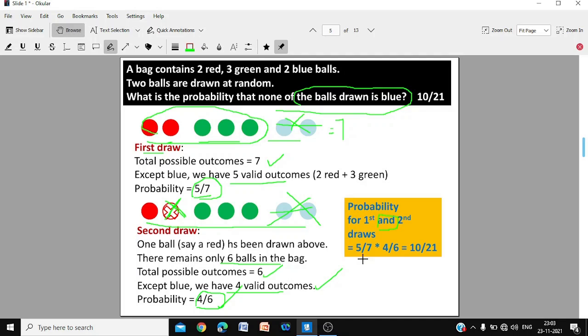So first and second would be 5 by 7 multiplied by 4 by 6, which is giving you 10 by 21. 4 and 6 actually you will cancel. 2 2s are 4 and 2 3s are 6. Actually it will be 2 by 3. So 5 by 7 times 2 by 3 is 10 by 21. First is 5 by 7, second is 2 by 3. First and second, and means multiplication. So when you multiply, you get 10 by 21 is the probability of not getting a blue ball.